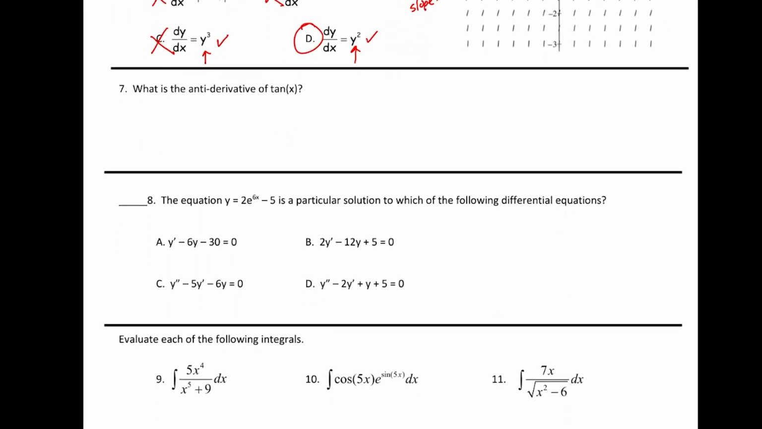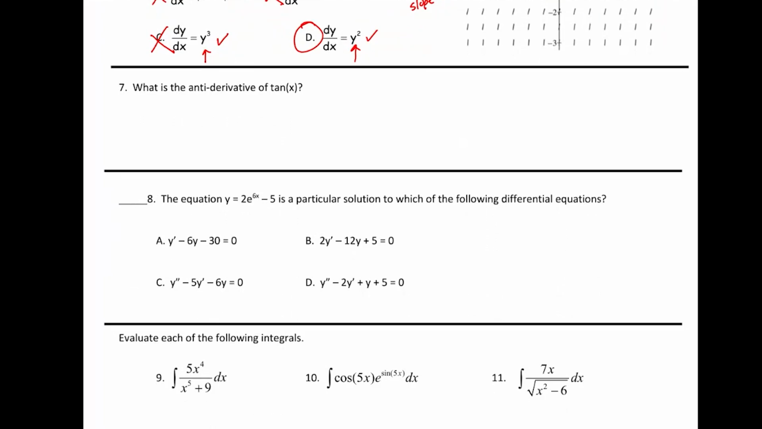Number 7, what is the antiderivative of tangent x? Now, you could try to memorize this one, but honestly, I don't think it's worth memorizing because it's kind of a weird integral. It's probably going to be easier to just work it out. To do that, you have to know that tangent of x is equal to sine over cosine. If we're trying to find the antiderivative of that, we're going to integrate sine over cosine. And to do that, we're going to have to use a u-substitution.